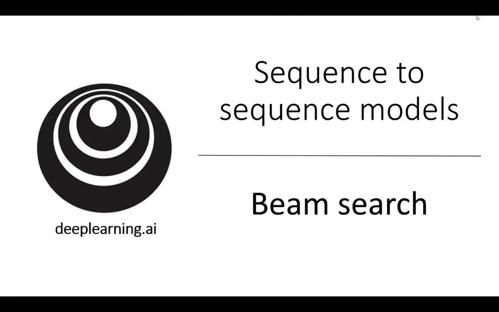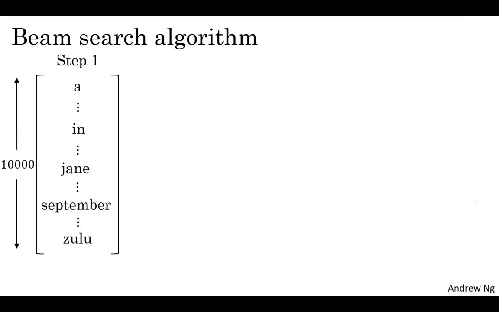Beam search is the most widely used algorithm to do this, and in this video, you see how to get beam search to work for yourself. Let's describe beam search using our running example of the French sentence Jane visite l'Afrique en septembre, hopefully being translated into Jane visits Africa in September. The first thing beam search has to do is try to pick the first word of the English translation that's going to output. So here I've listed all, say, 10,000 words in the vocabulary, and to simplify the problem a bit, I'm going to ignore capitalization. So I'm just listing all the words in lowercase.